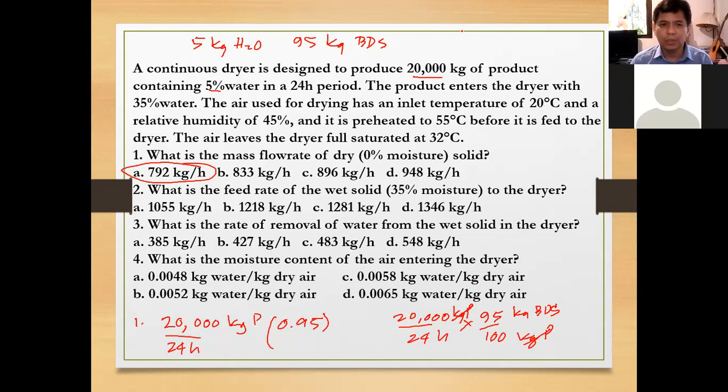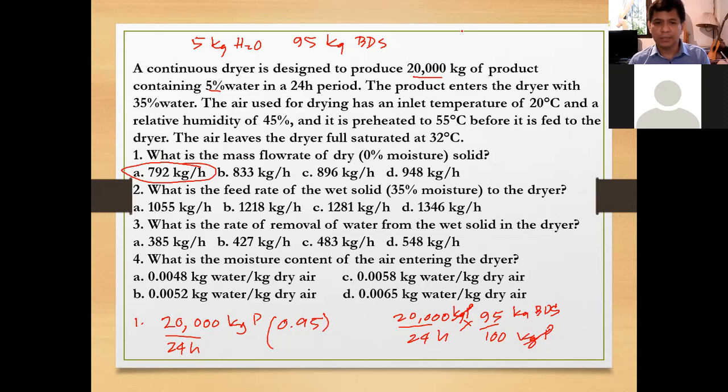Okay, so let's go to number 2. What is the feed rate of the wet solid, 35% moisture, to the dryer? So basically ganun din to. Now that we have the amount of the bone dry solid, it is the tie element. Pag sinabi yung tie element, yun yung amount ng material na hindi nagbabago. Kung ano yung initial niya, yun din yung final niya, di ba? Kasi drying to, so kahit na ilang percent pa yung ma-evaporate nating water, yung bone dry solid sa initial at final parehas lang. So, ang tawag doon tie element. Ang tie element natin yung bone dry solid.